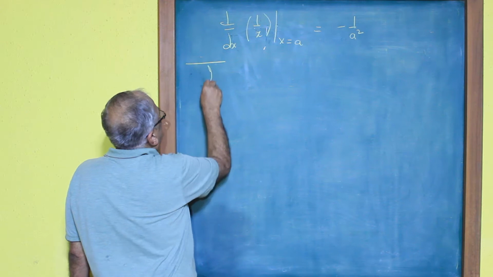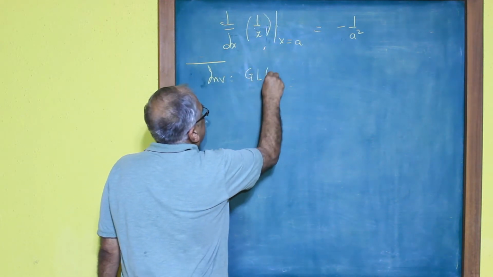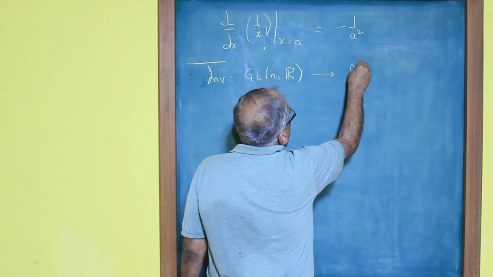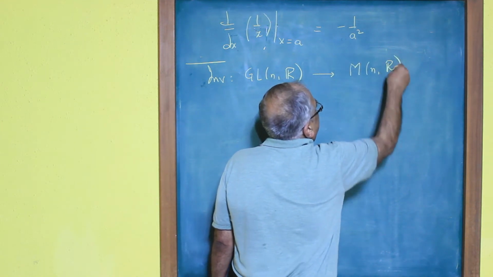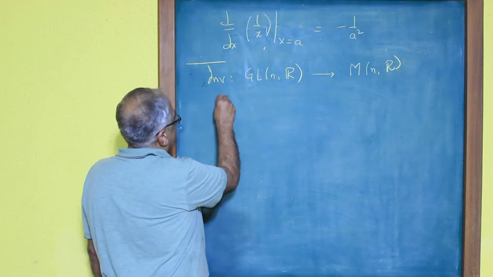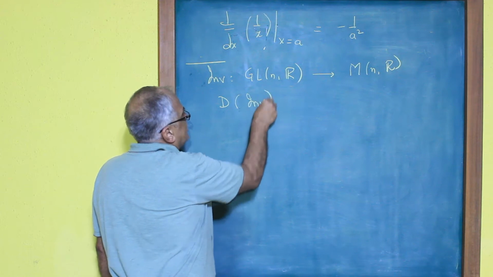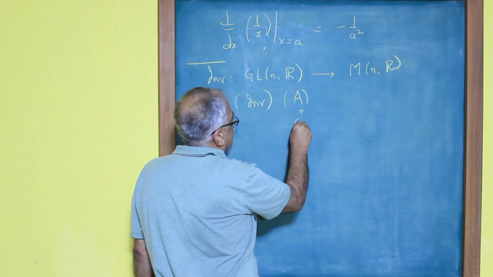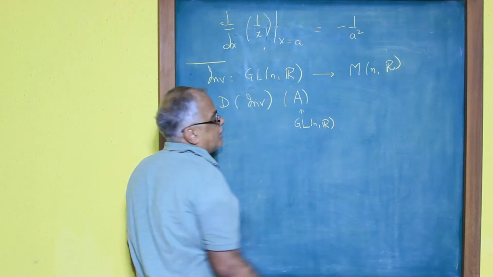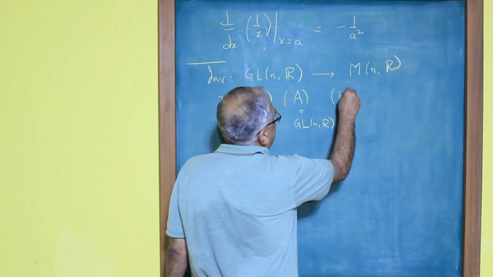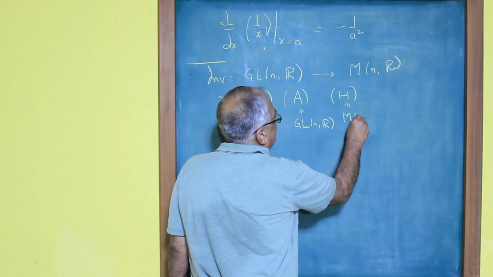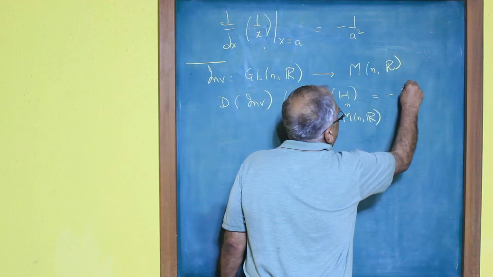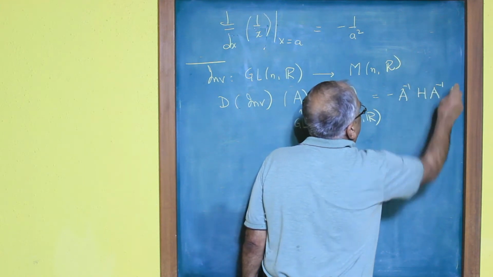we saw that if Inv is a map from invertible matrices to the space of all matrices, then the derivative of the map Inv at a point A in R evaluated at a point H in R is equal to minus A inverse H A inverse.